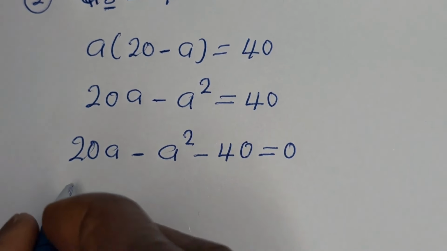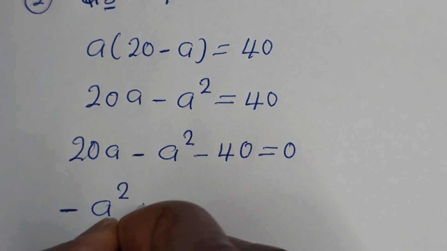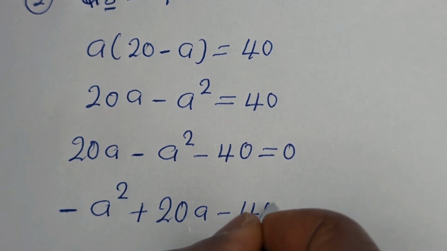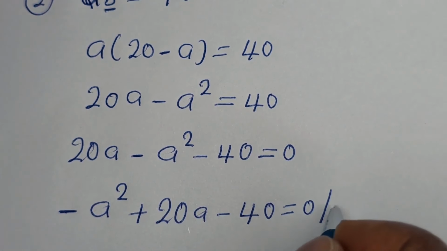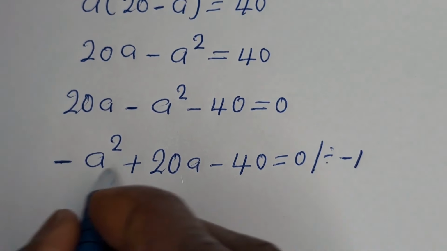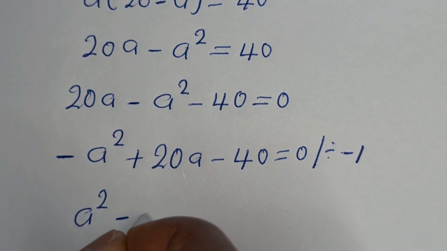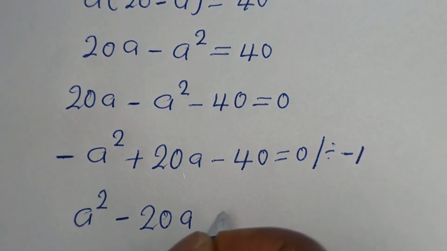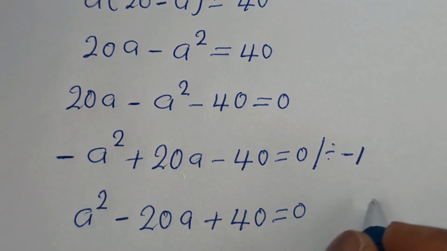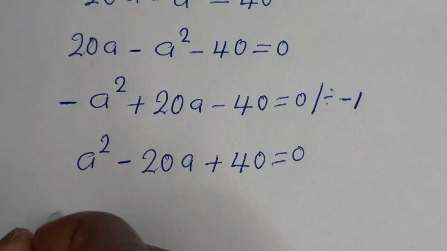Let us put this in standard form. Minus a square plus 20a minus 40 is equal to 0. Let us divide the whole of this equation by -1. Then here will be a square minus 20a plus 40 is equal to 0. This is a quadratic equation. Let us solve this using the quadratic general formula.